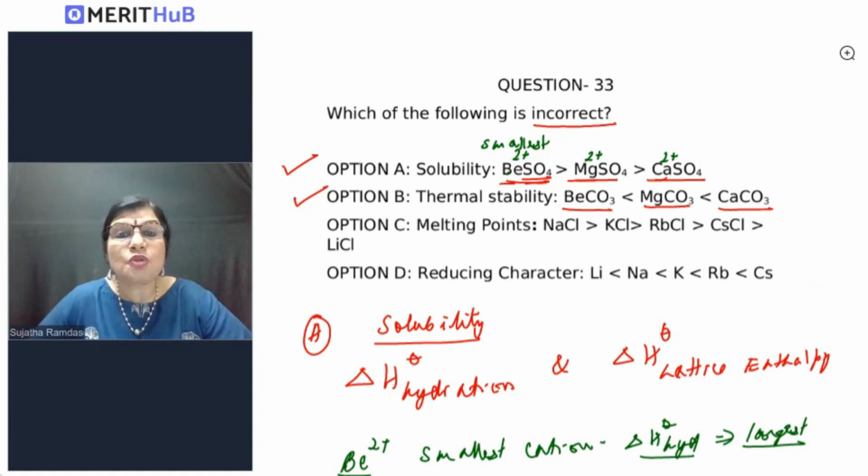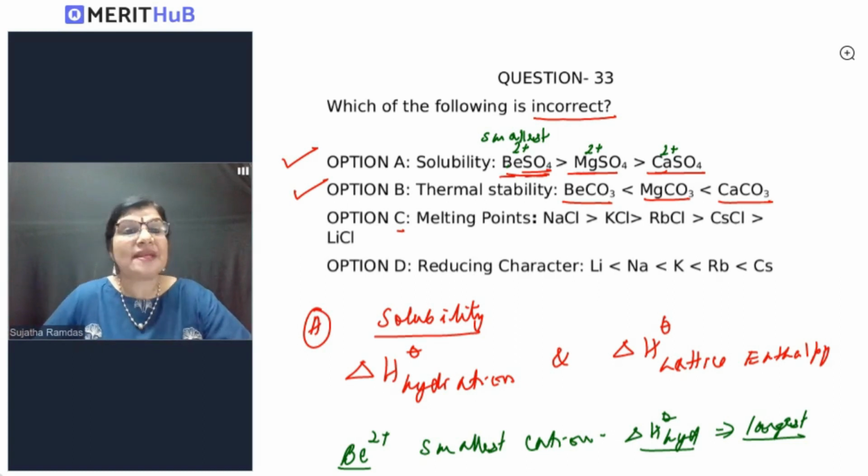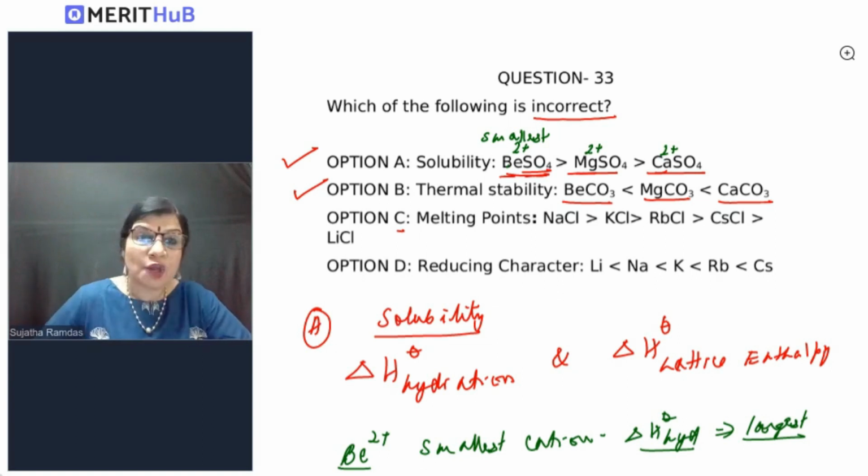Okay, now moving on to option C, melting point. That is an easy discussion. For melting point, you look at the strength of the bond, the extent of electrostatic force of attraction between the cations and the anions. So if you look at sodium chloride, potassium chloride, rubidium chloride, cesium chloride, we'll discuss lithium chloride a little later. As you go down group 1, the size of the cation will increase. As the size of the cation increases, the electrostatic force of attraction between the cation and the anion will decrease.